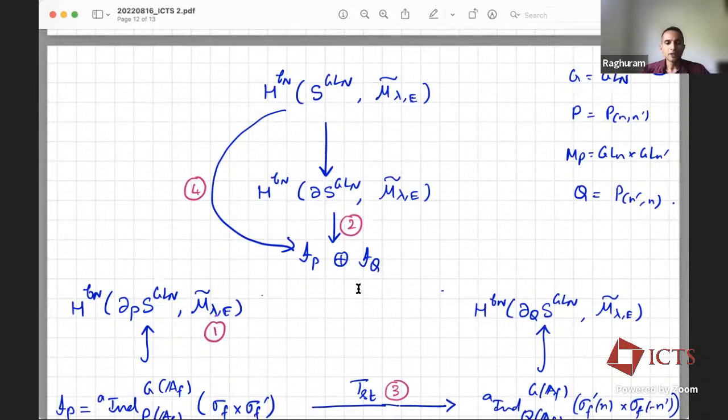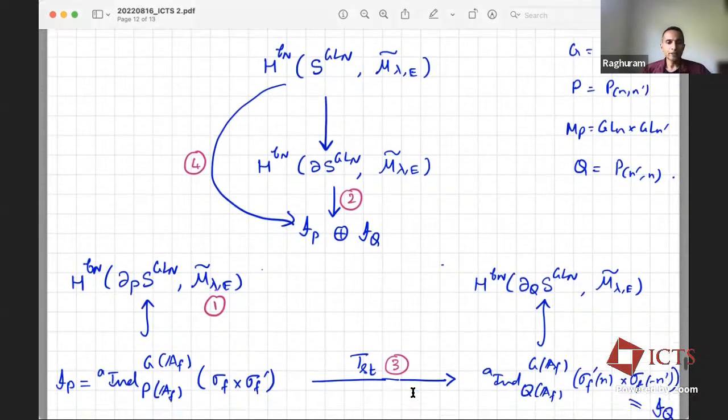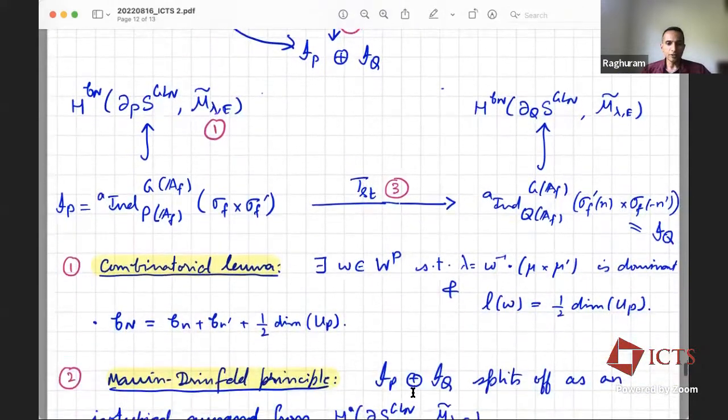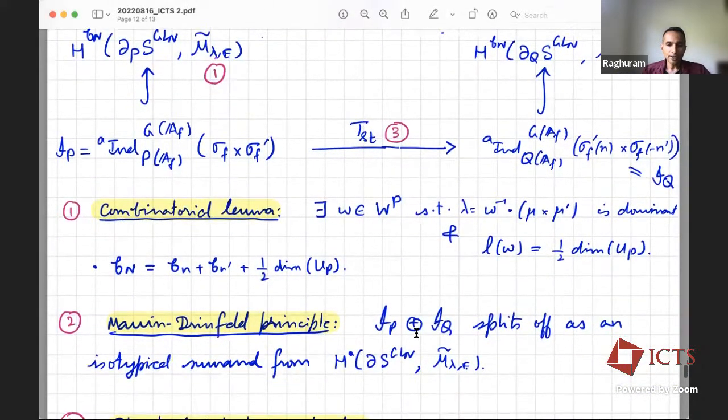In other words, there's an intertwining operator between the two. They have the same set of eigenvalues. That system of eigenvalues does not appear anywhere else in boundary cohomology. This uses classification results of Jacquet and Shalika. So this I_P direct sum I_Q splits off as an isotypical summand from all of boundary cohomology.